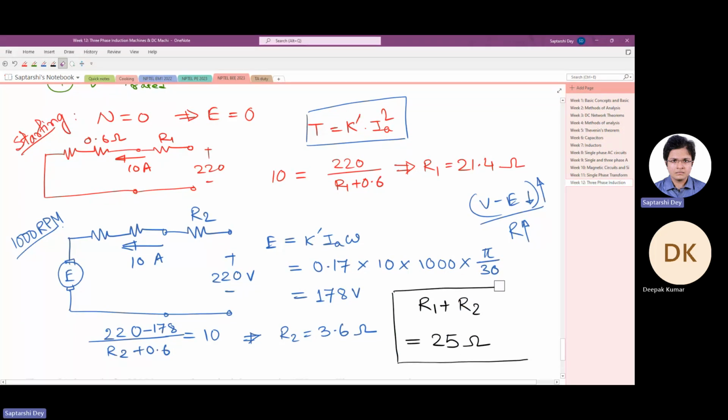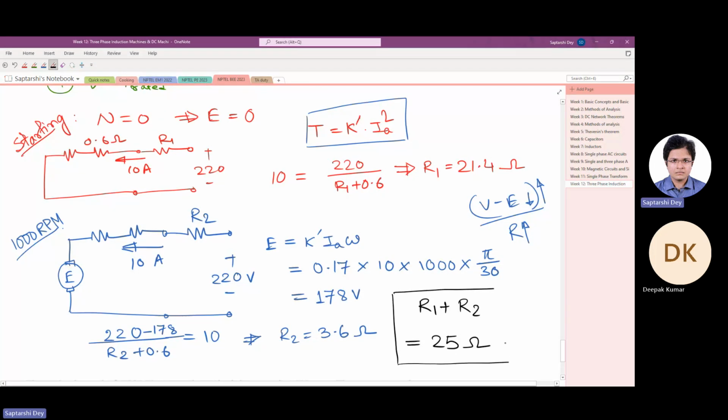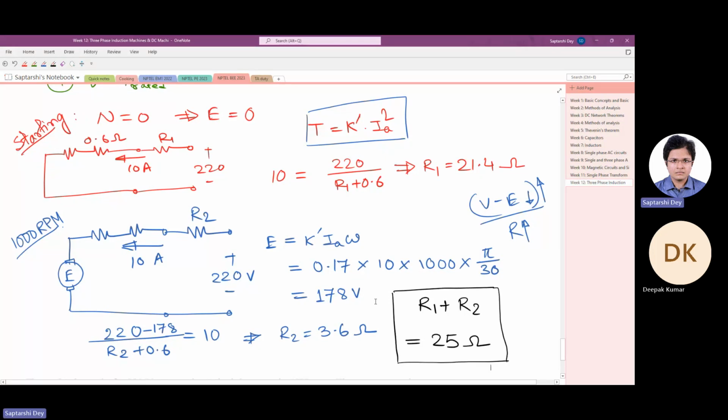Is it clear? If so, then we'll go to the next question, which happens to be the last question on DC motor.